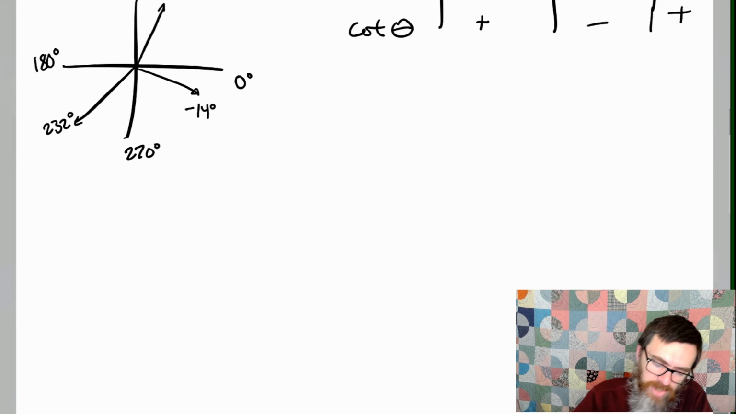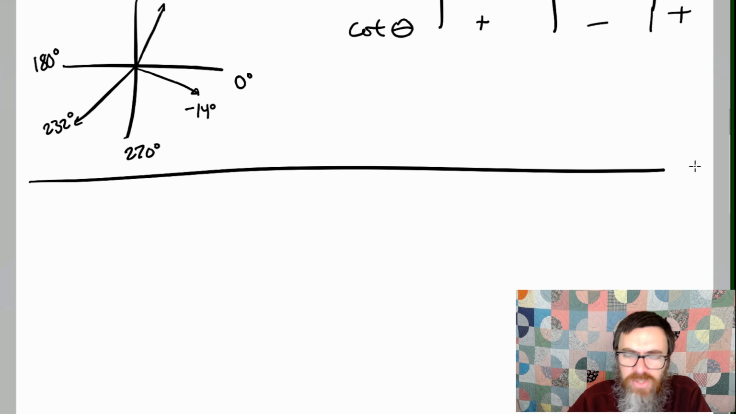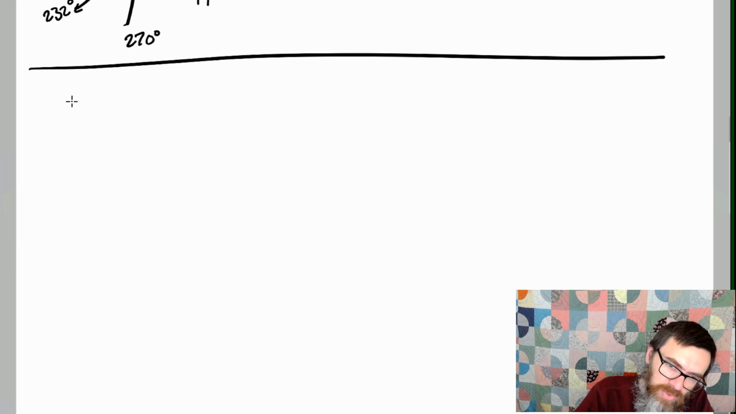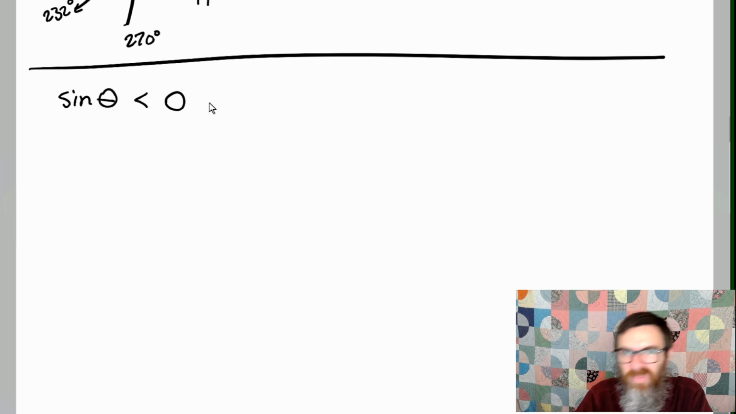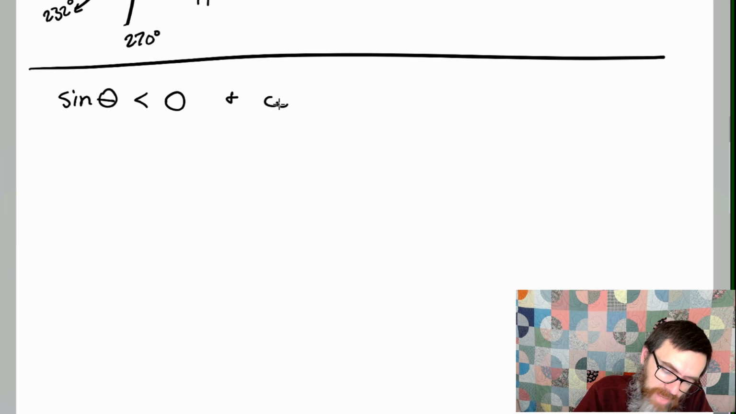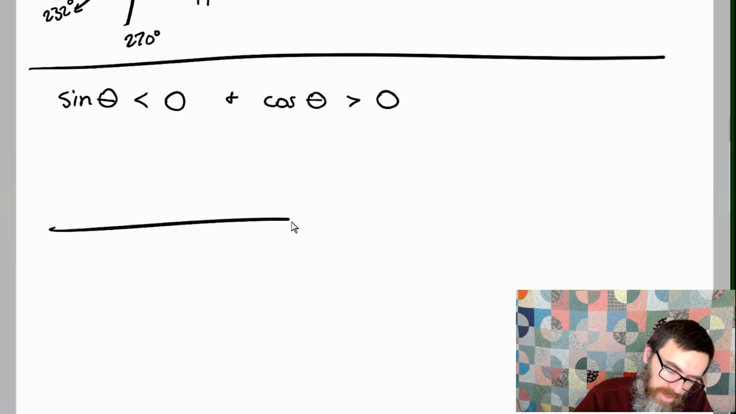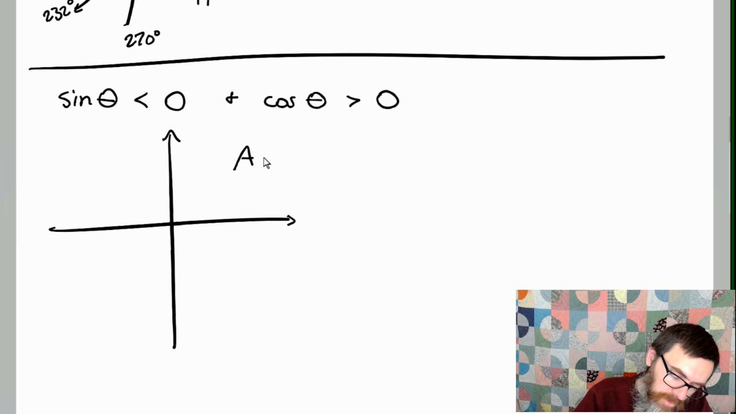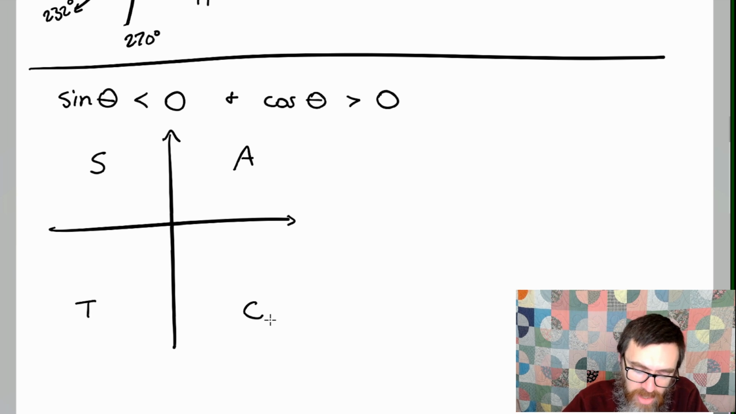All right, so we have some extra questions to talk about here. And it's just a matter of identifying which quadrant would satisfy the following conditions. So if I have that the sine of theta is less than 0, in other words, negative, and the cosine of theta is positive, okay? Draw a quick little chart. Remember, all students take calculus. So the question here is asking, where is sine less than 0?